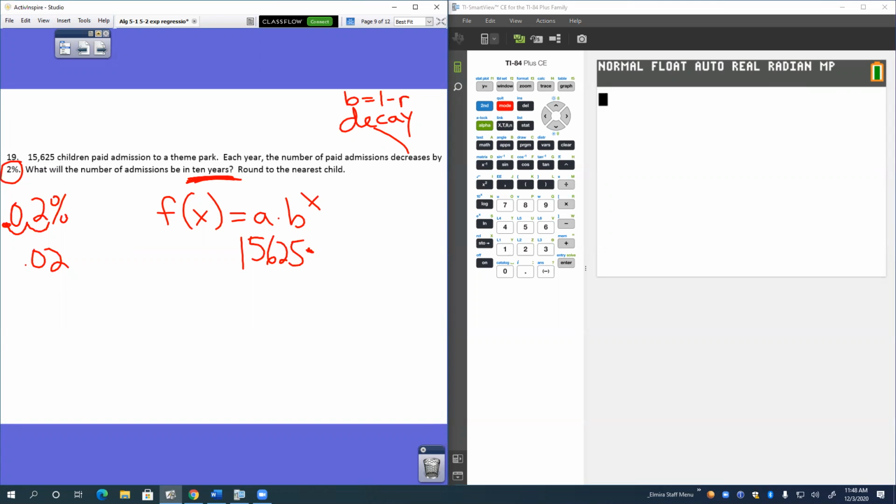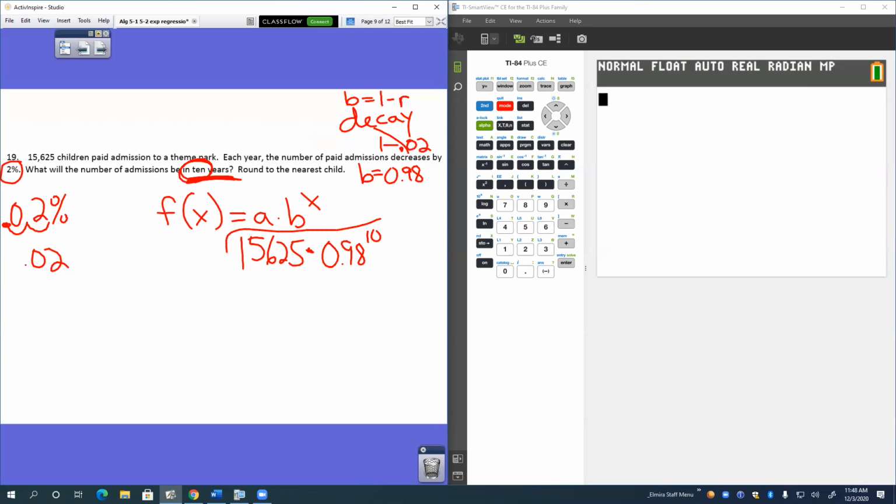So 1 minus 0.02 is 0.98. That is what our B value is. I had to take my 0.02, sub it into my formula. They gave us the rate, so 1 minus 0.02 is 0.98. So that times 0.98, we want it in 10 years, so that is to the 10th power.